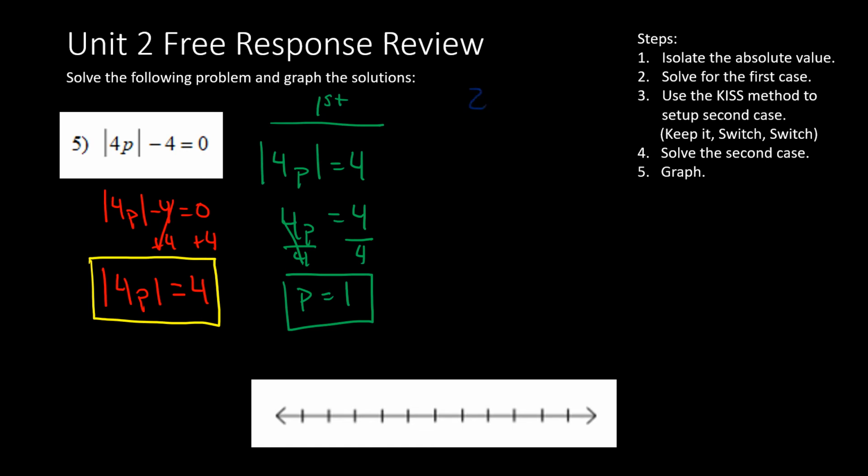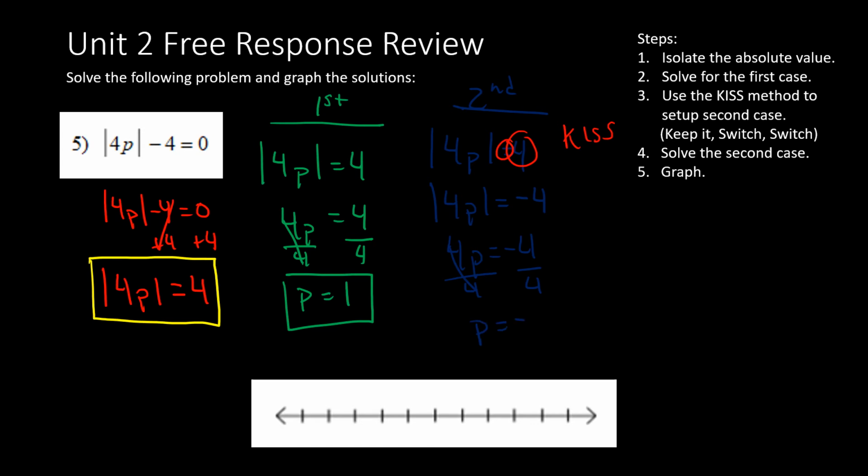To get the second case, we're going to say the same thing, 4p equals 4. We're going to apply the KISS method, where we switch the equals and switch that value 4. So we'll get the absolute value of 4p is equal to negative 4. Then we drop the absolute values. We'll say 4p is equal to negative 4. Divide both sides by 4. Simplifies out. We get p equals negative 4 over 4 is negative 1.